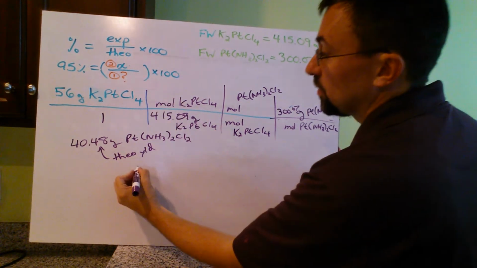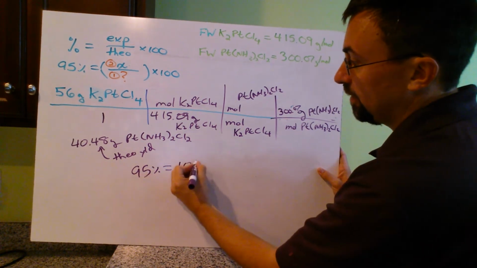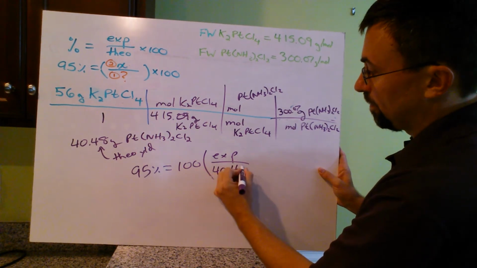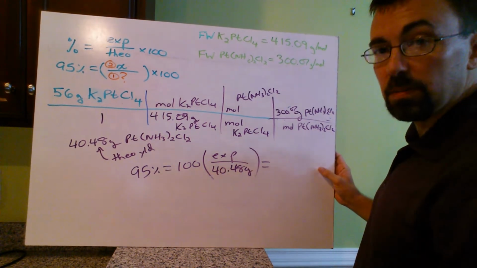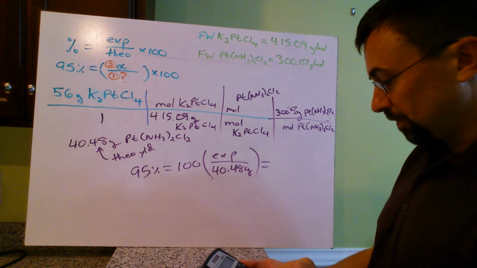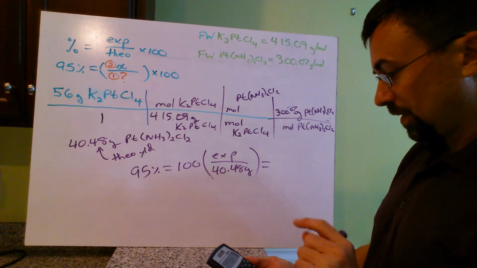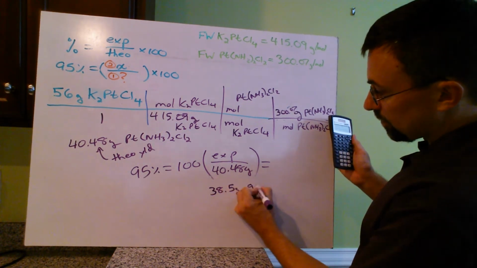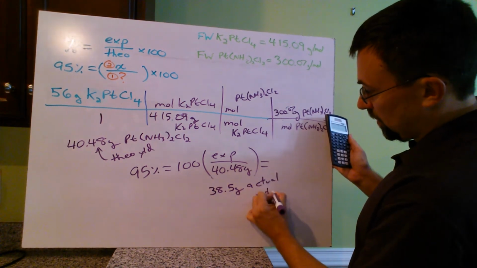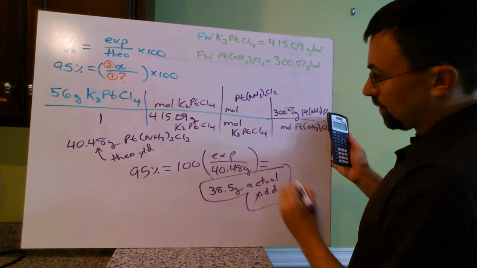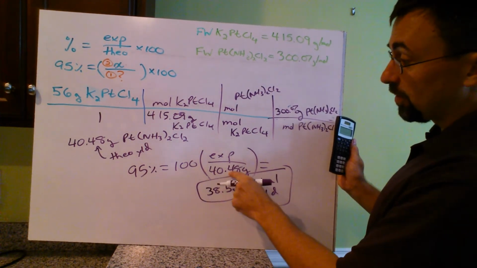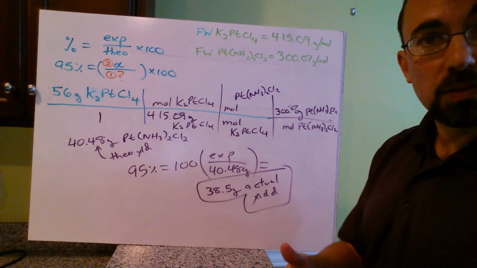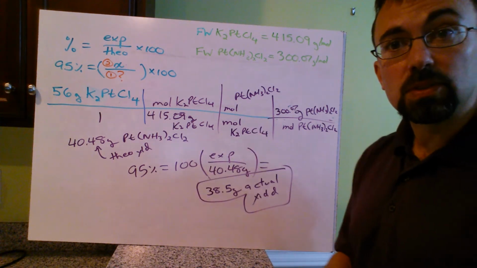So we can plug that in here. So we know 95% is 100 times the experimental over 40.48. Solve for our experimental yield. Multiply both sides by 40.48. And we get 38.5 grams as our actual yield. So again, all I did to solve this was multiply by 40.48, divide by 100, and solve for the top of the fraction. Or you can cross multiply and do the same thing. You get 38.5 grams. So hopefully this is pretty straightforward.